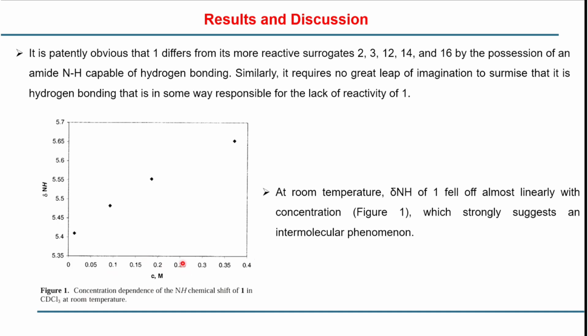They took the NMR in CDCl3 at the same temperature, room temperature, and as the concentration of acceptor 1 increases, the chemical shift value of the NH proton is also increasing. That shows intermolecular hydrogen bonding. As the concentration increases, there will be more acceptor, so there will be more hydrogen bonding, leading to intermolecular hydrogen bonding.